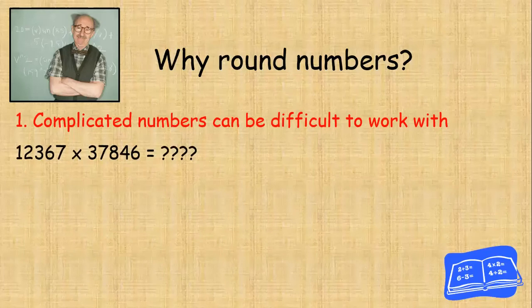Here's an example of a sum that would be very difficult if you tried to do it in your head with the numbers that are written down. But if we rounded them to the nearest 1,000, 12,000 and 38,000, we might find it easier to do that sum then.